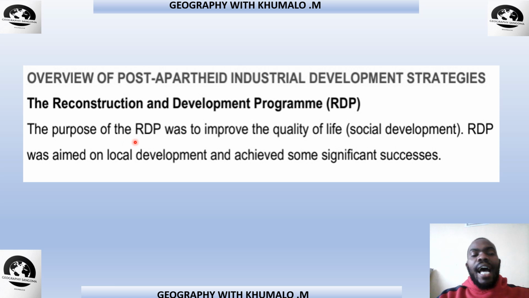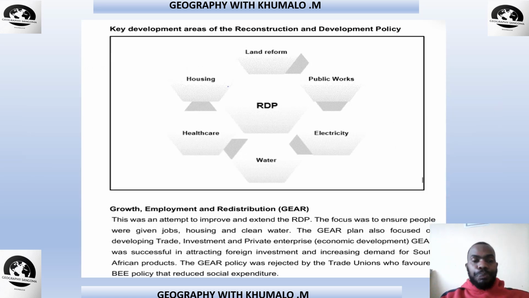Now, I'm going to make you understand this a little bit better. The purpose of the RDP was to improve the quality of life, meaning social development: people had houses, people had health care, people had jobs. So you see, this policy carries a lot of key points. The RDP was aimed at local development and achieved some significant success. So it was a successful policy. And then let's look at another one.